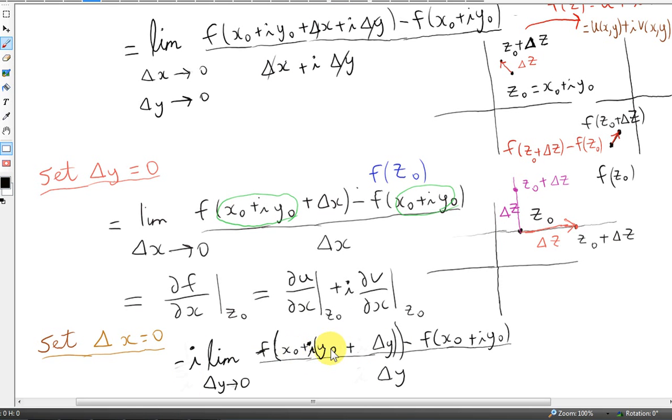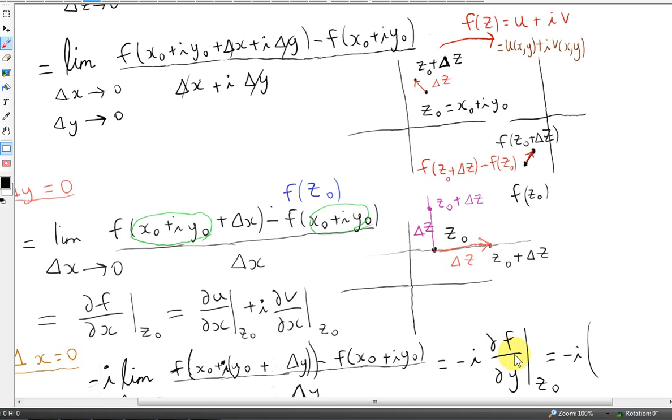So you see, we've changed y0 by the amount delta y, we've subtracted off the function at z0, and we've divided by that change delta y. Well, this is just the definition of the partial derivative of f with respect to y. And in this case it's evaluated at z0, but we can drop that z0 later.